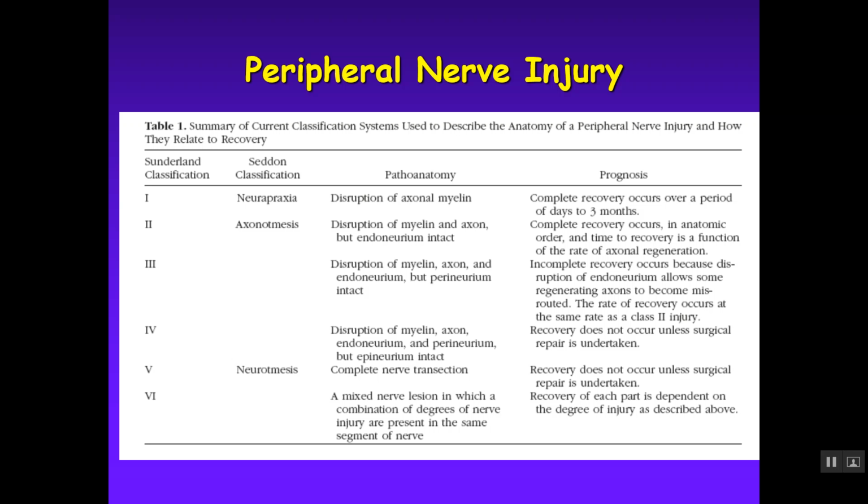Now we're in Sunderland classification 3. This is where you get disruption of the myelin, axon, and endoneurium. So now you start to mess with the endoneurium around each individual axon and myelin. But the perineurium is still intact.